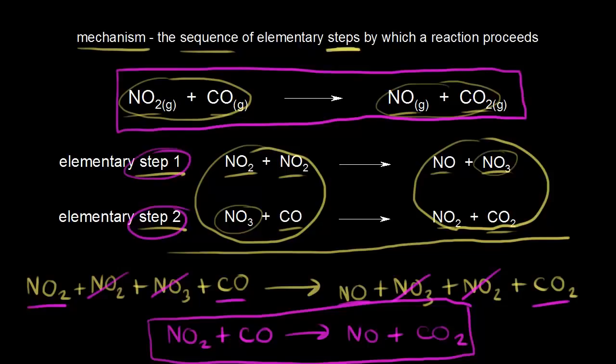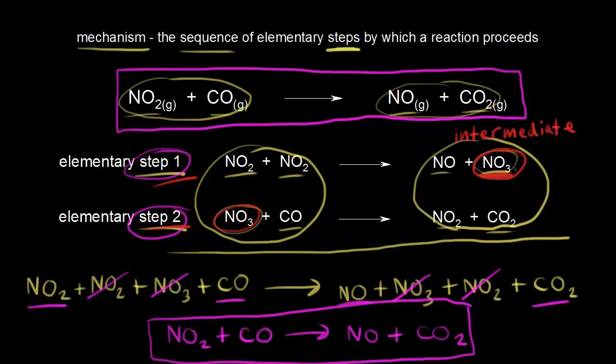Also, note the presence of NO3. So here we have this NO3, which we made in our first elementary step. And then we can see in the second step, the NO3 is consumed. So we call this NO3 an intermediate. So this is an intermediate. It's made in one step of our mechanism and consumed in another step.